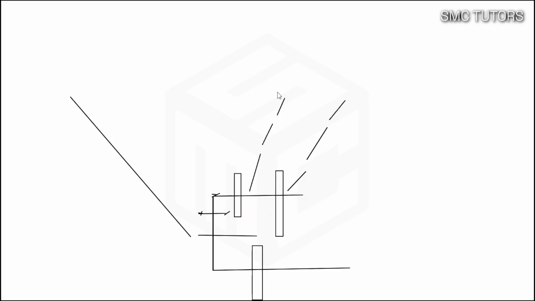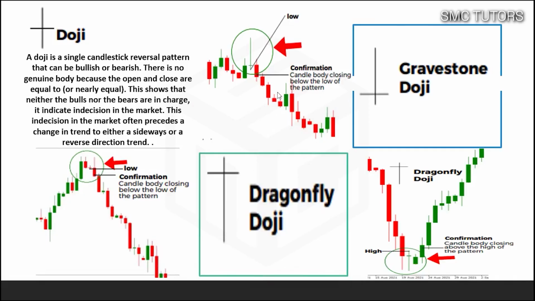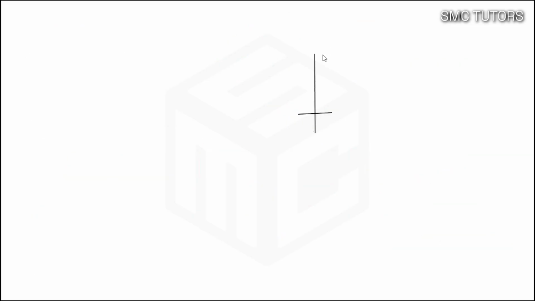The next candle is the Gravestone Doji. It's the reverse of the Dragonfly. It's a bearish candlestick pattern. This is how it prints on the chart. We have a longer wick to the upside, smaller wick, and the open and the close almost at the same level. So this is a bearish pattern.